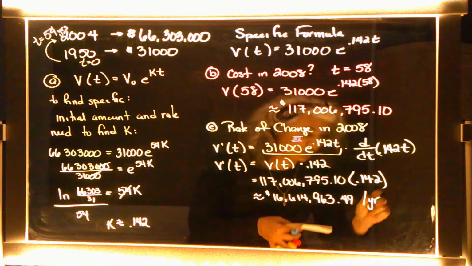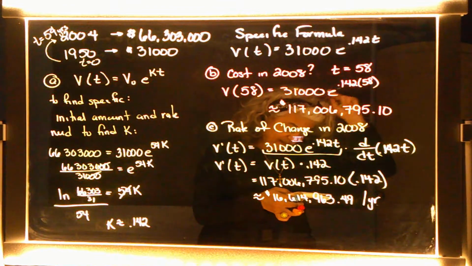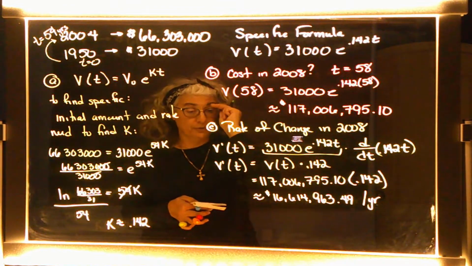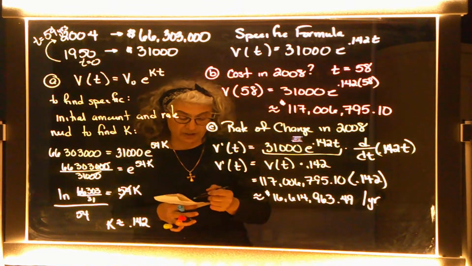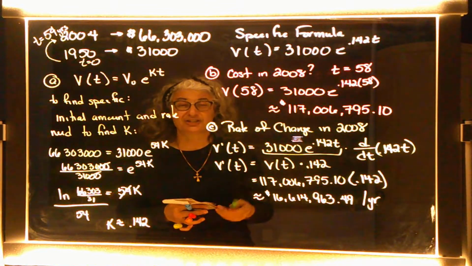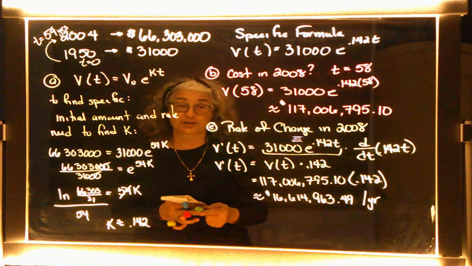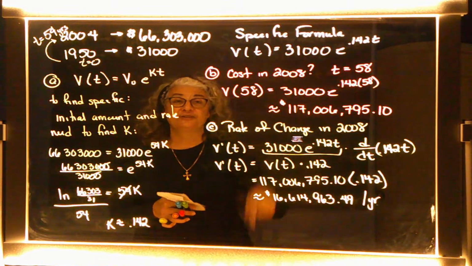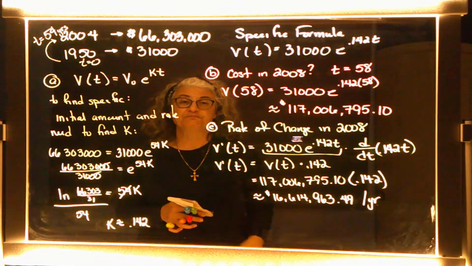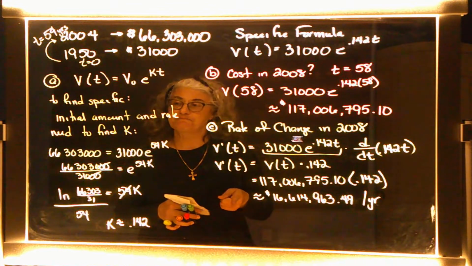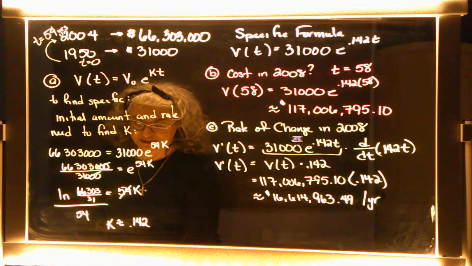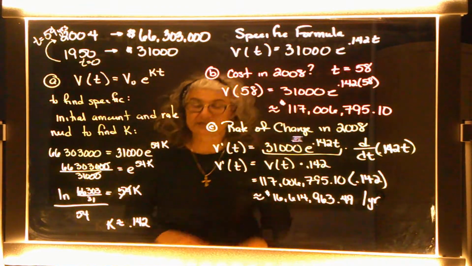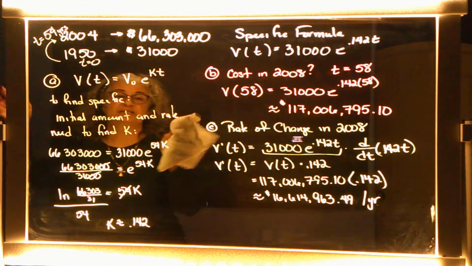This is the change per year. This is the rate of change per year. That's a lot of change. $16 million change per year, that's a lot of change. That's a large rate at year 58. Got it? Okay. There is a part D, and in order for me to do part D, I need to erase the board a little bit. So as I erase the board, I'm going to just kind of talk about part D.